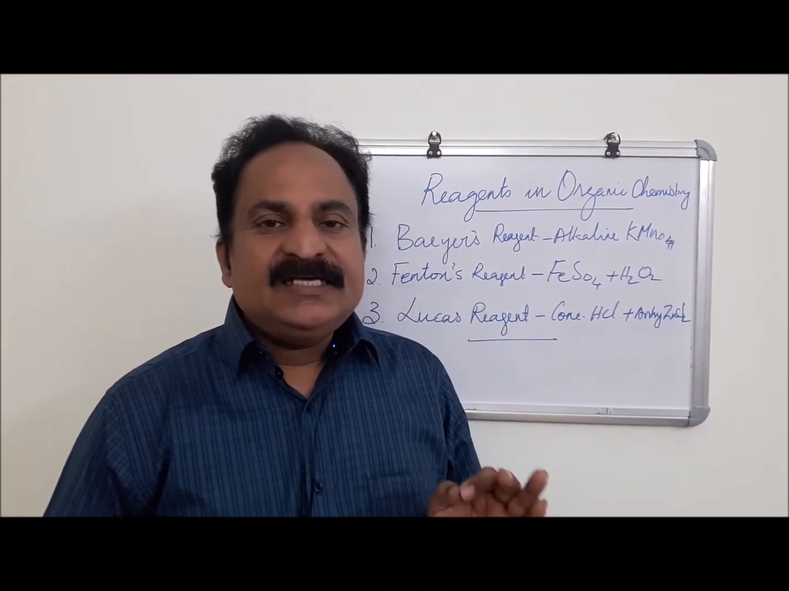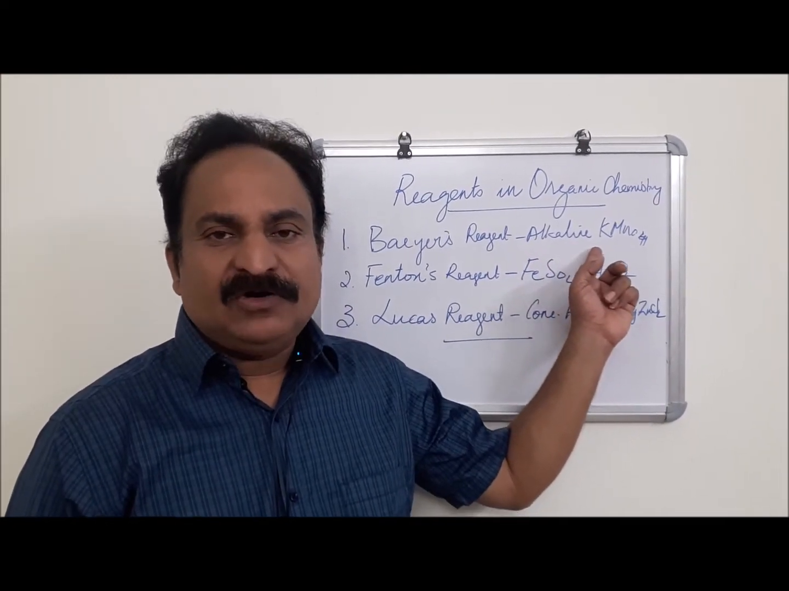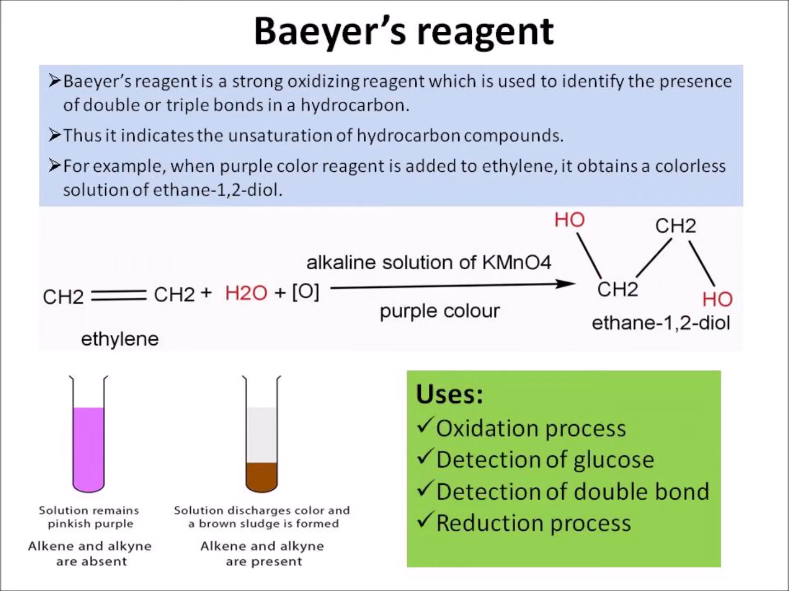Bayer's reagent is an oxidizing agent. It is an alkaline solution of potassium permanganate. Bayer's reagent is a strong oxidizing reagent which is used to identify the presence of double or triple bonds in a hydrocarbon. That means it is used to identify unsaturation of a hydrocarbon compound. For example, when purple color reagent is added to ethylene having a double bond, it obtains a colorless solution of ethane 1,2-diol. The equation is shown.